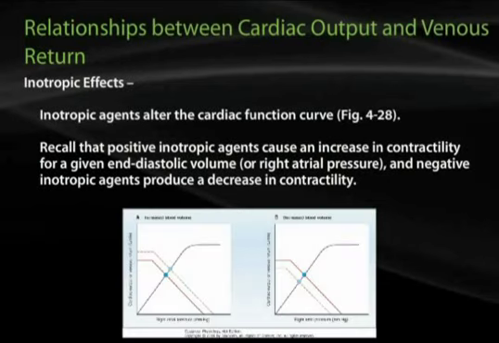Inotropic agents alter the cardiac function curve, which can be seen in Figure 4-28 on page 154. Recall that positive inotropic agents will cause an increase in contractility for a given end diastolic volume, or right atrial pressure. Remember that right atrial pressure can be used as a surrogate for left ventricular end diastolic volume, because right atrial pressure is much easier to measure via central line or a central venous catheter. And negative inotropic agents would, in the opposite fashion, produce a decrease in contractility.